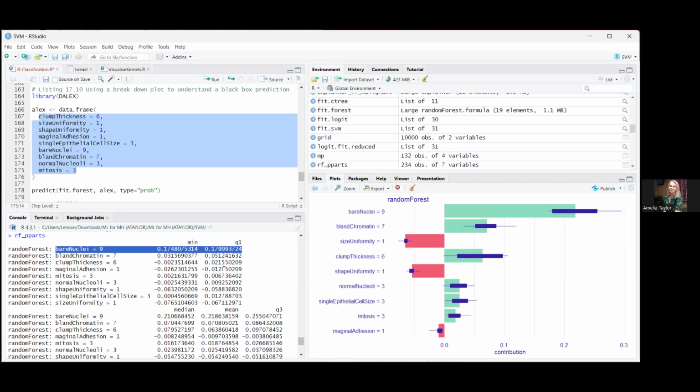These are actual values for something that's been measured. So maybe the tumor has been looked at under the microscope. I mean, as I said, I'm not an expert. I don't know. So these are readings. So this bare nuclei, it's a reading of 9.